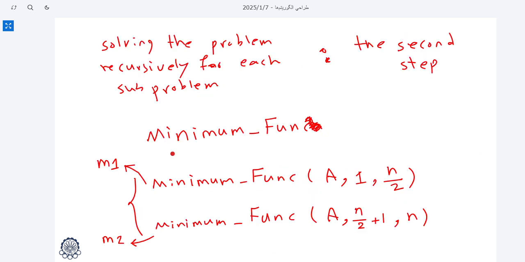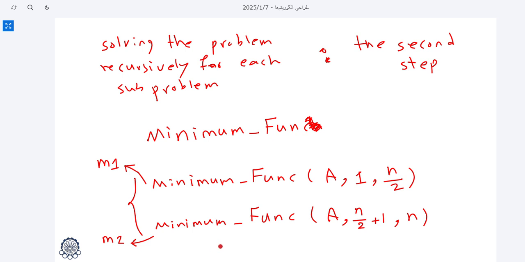Okay, so we have function minimum func. We call the function recursively for the first part, then recursively for the second part, and store the solutions into variables m1 and m2. So m1 is the minimum of the first part, m2 is the minimum of the second part.